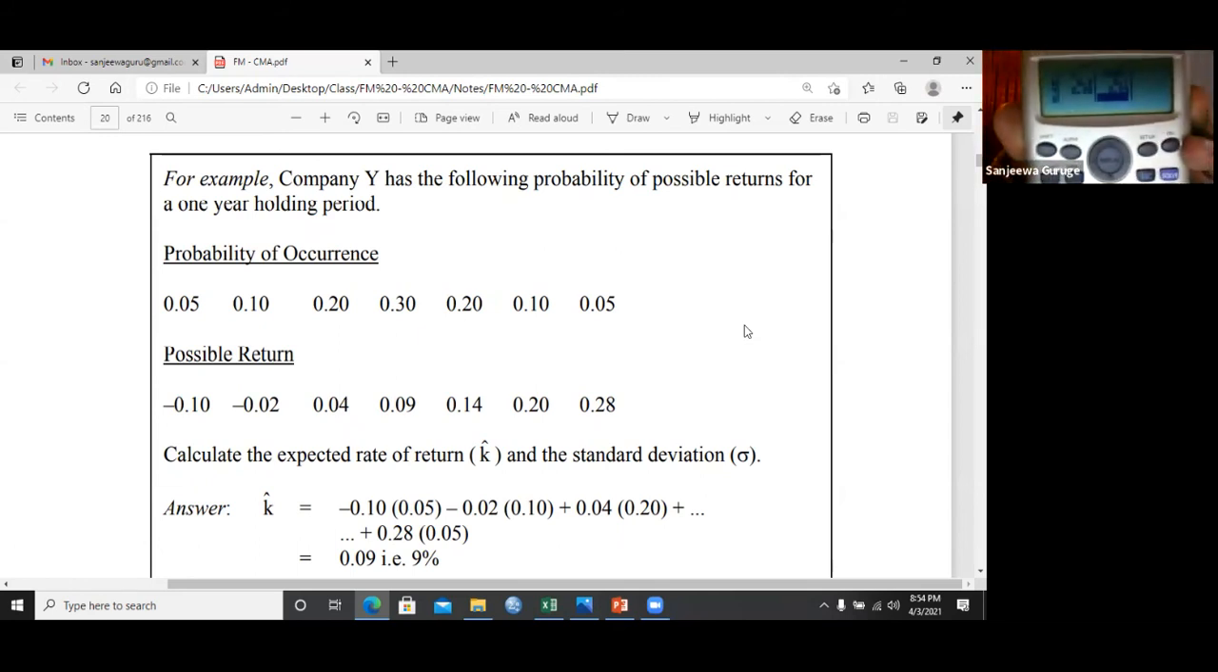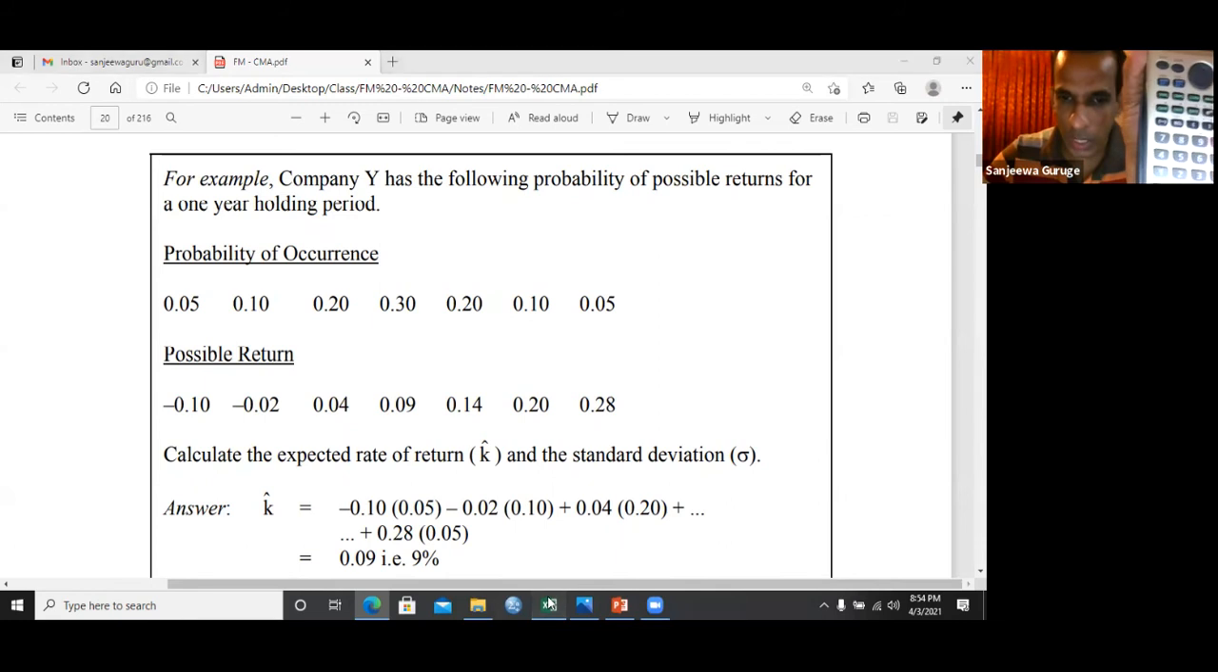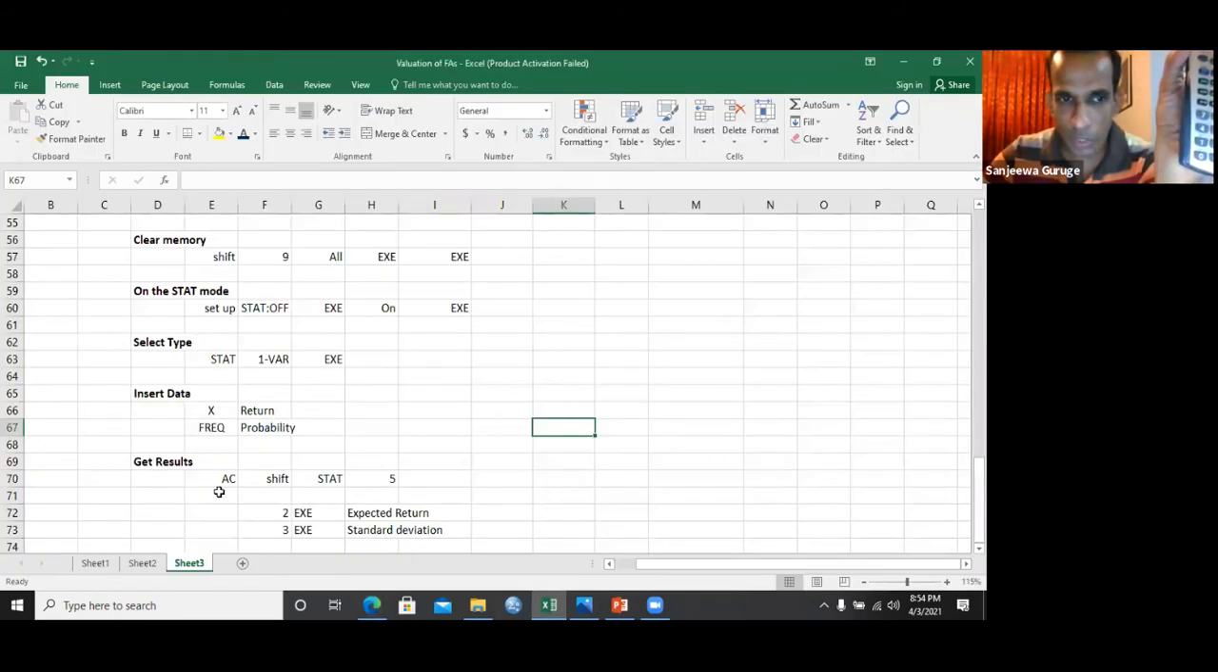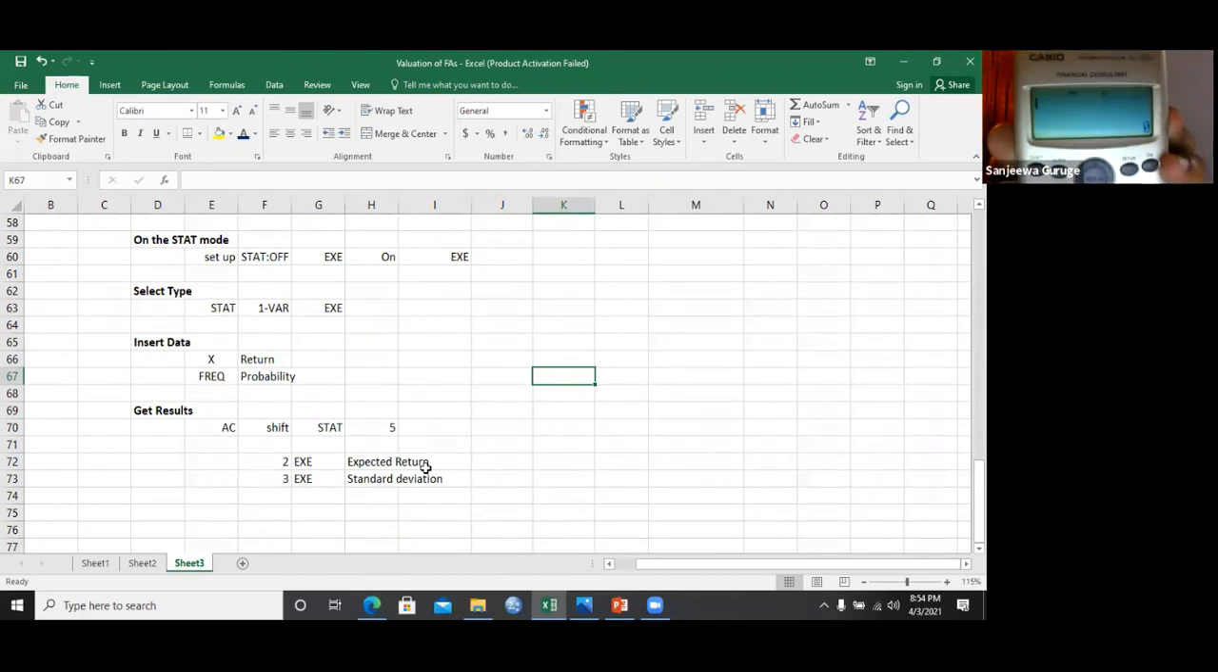Now we inserted all the returns and all the probabilities, right? So which means we insert data. Now we need to get the results. To get the results, when you insert data, you need to press AC.